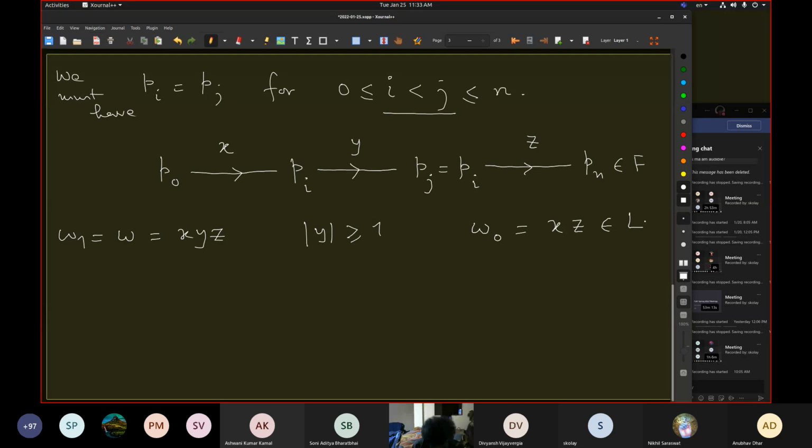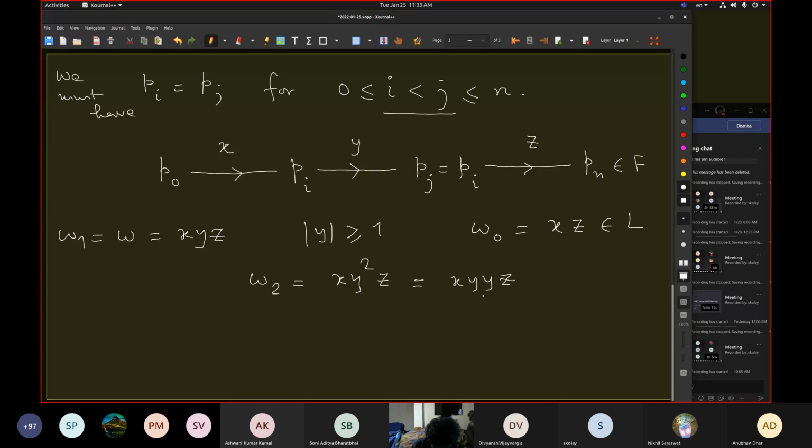Yes, sir. Okay. Now consider this string W2, x y squared z. So what will happen? The machine will go from state P0 to Pi upon reading this first x. Then it will go to state Pj upon reading Y, which is the same as Pi after reading this first Y. So this is nothing but x, y, y, z.